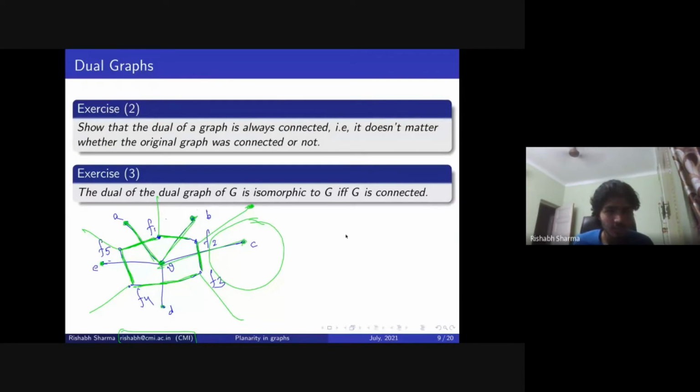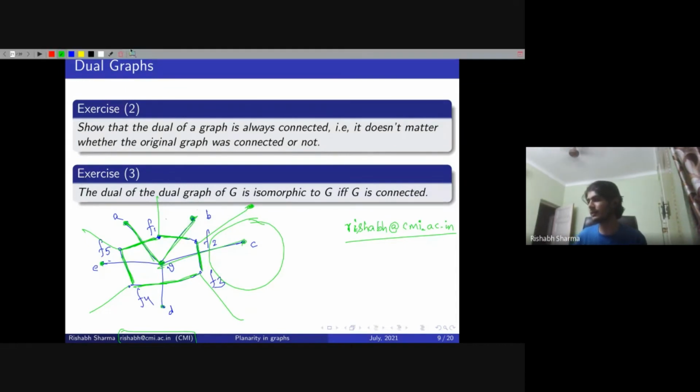I don't know if you can see the bottom. I'll just write this email ID out. This is Rishabh@CMI. This is my email address. Or maybe I'll just write it in the chat. Anybody who wants to connect with me later after the talk, feel free to mail.